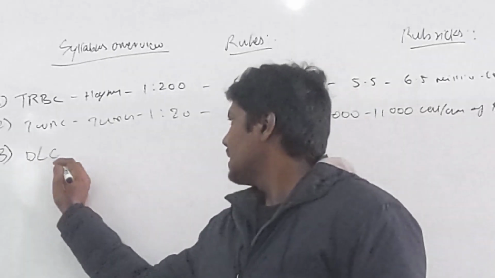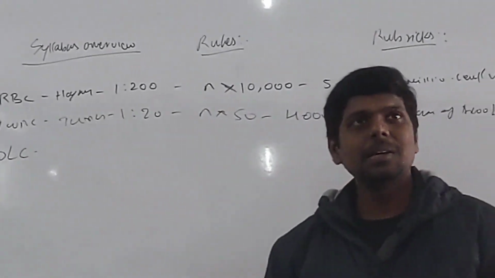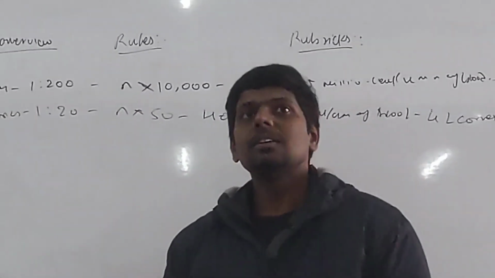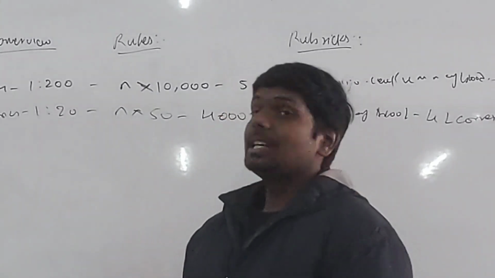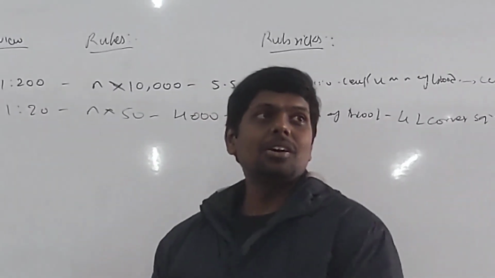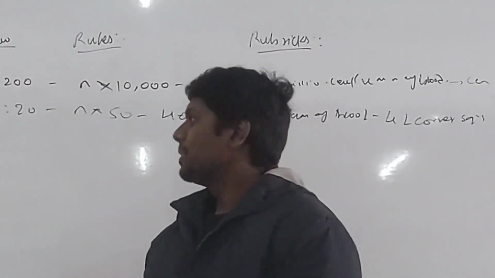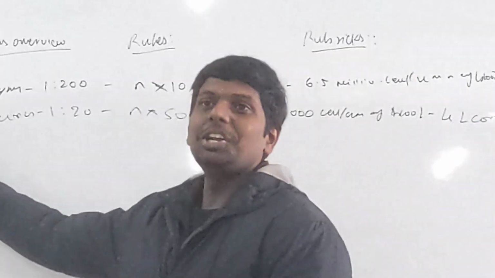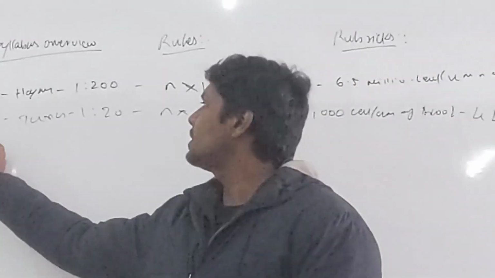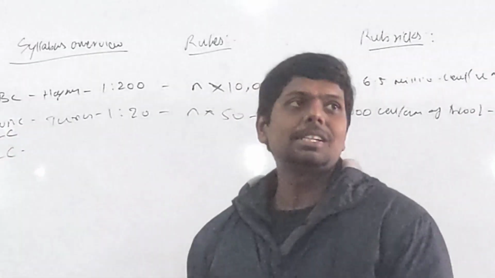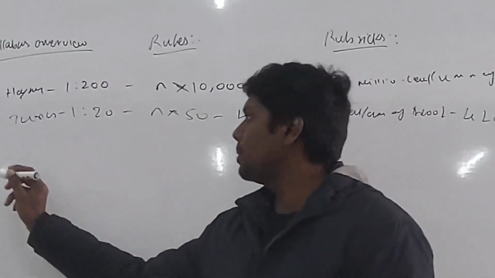DLC. What is DLC? Differential leukocyte count. Is there any other name of DLC? There is no other name. The other name for TWBC is total leukocyte count. Sometimes it is also called as TLC, total leukocyte count or total WBC count.